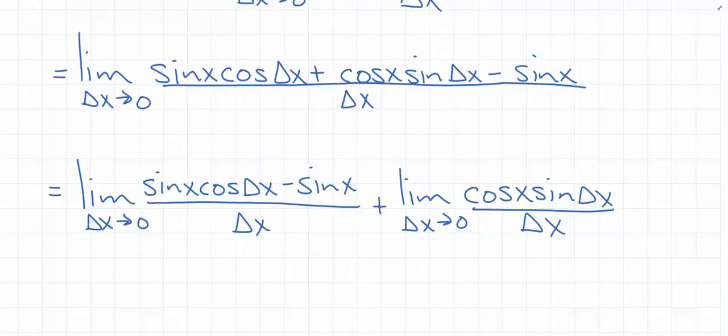Now, I'm going to do this. Notice that this sine x here, this first one, there's a sine x there and there's a sine x there. That sine x doesn't have a delta x in it. It doesn't care what delta x does. So let me just factor out the sine x, and I'm not even going to put a limit there. I'm just going to factor it out. So there's sine x, and now we've got the limit as delta x goes to 0.